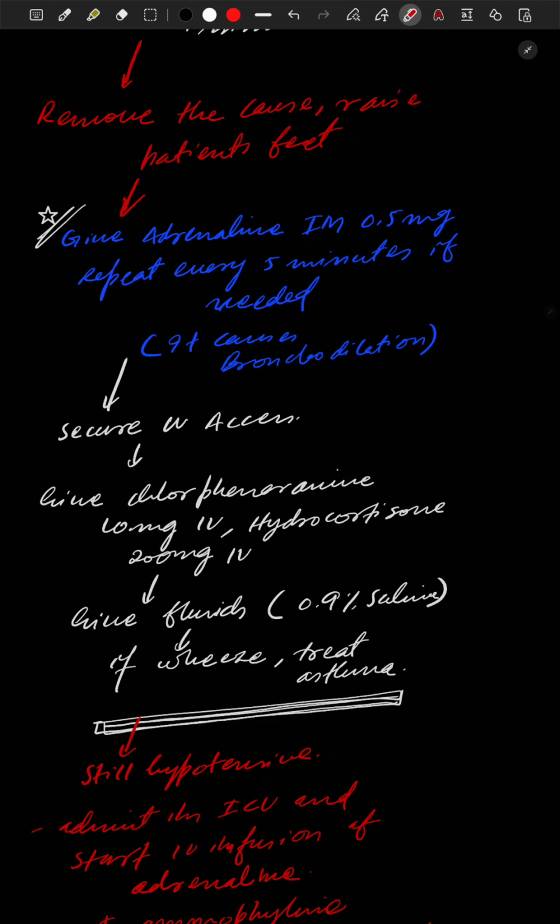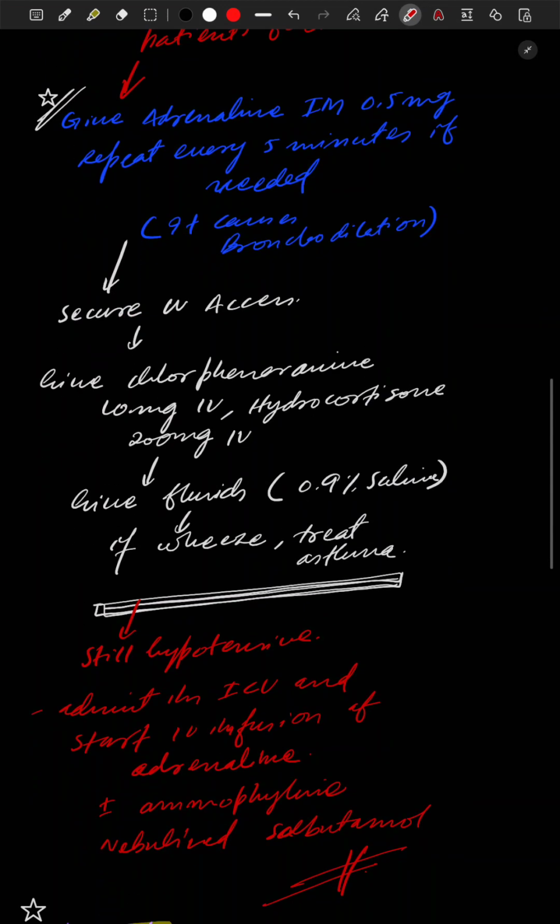Then you have to secure the IV access in the patient, and after securing the IV access, you have to give chlorpheniramine 10 mg IV, hydrocortisone 200 mg IV, and after that start giving IV fluids. The IV fluid of choice is 0.9% saline. If wheeze, treat the asthma. If there is wheeze, you have to auscultate the chest, and if you find wheeze in the patient, treat the asthma.